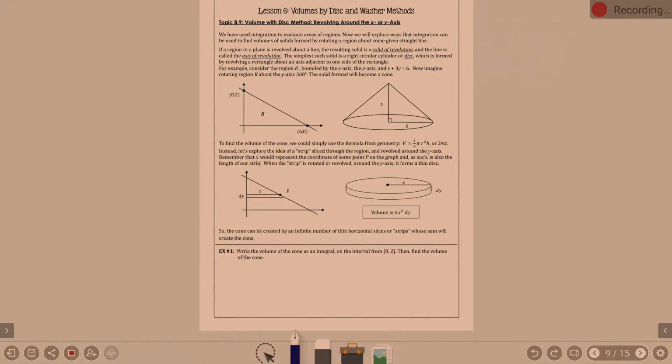We're doing disk and washer method here, both in the same lesson. We're going to start with disk method. Disk meaning it is a solid circle. There's no hole in the middle like what I showed you in that other video.